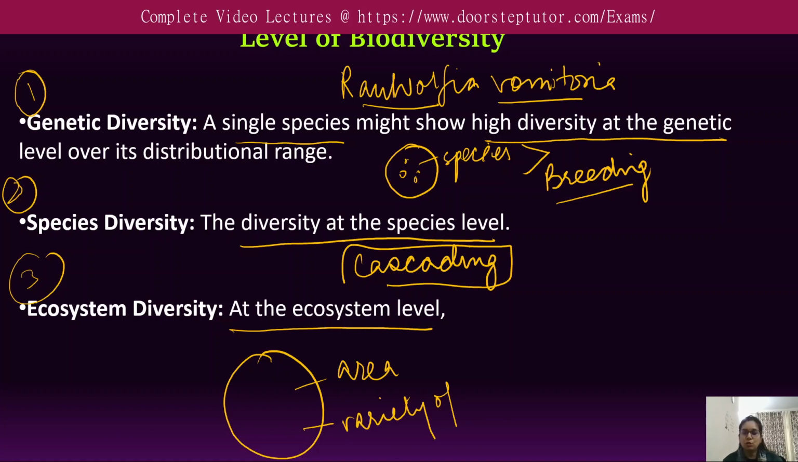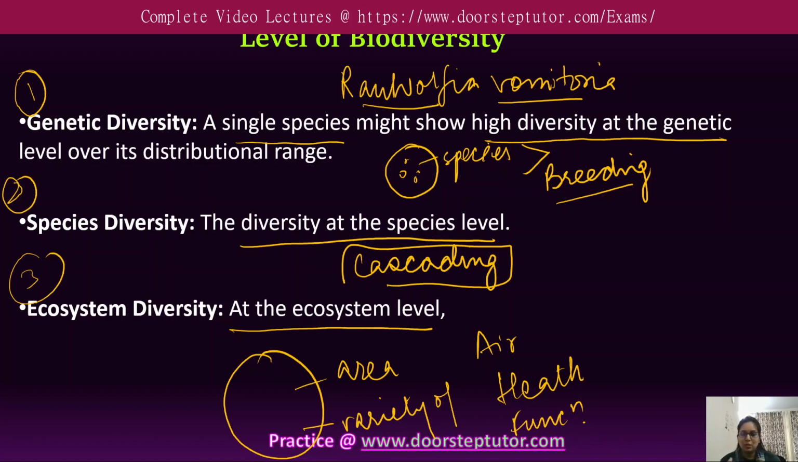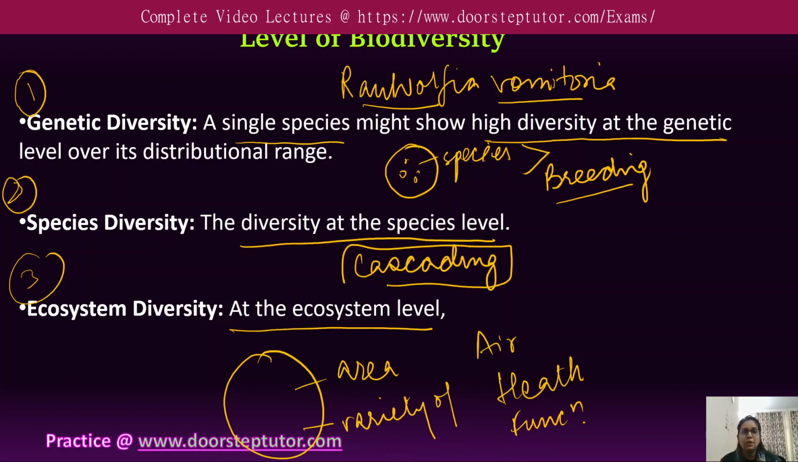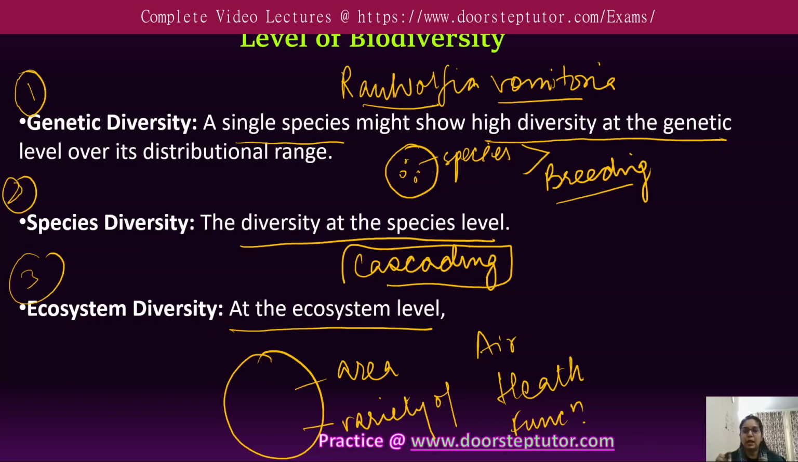Why? Because they provide a lot of services such as air, water purification, climate regulation, and habitat for numerous species. This ecosystem diversity enhances the overall ecological health as well as the functions of the ecosystem. India, for example, has deserts, rainforests, mangroves, coral reefs, wetlands, and estuaries. These show greater ecosystem diversity than a Scandinavian country like Norway, because India has a diverse ecosystem range. So these are the three levels, or types, of biodiversity.